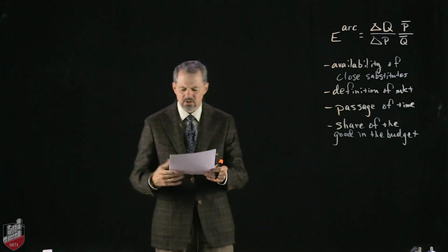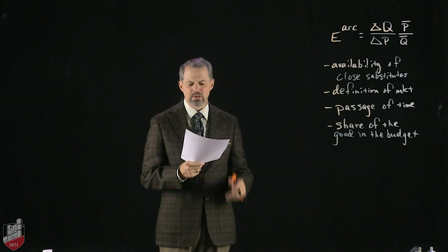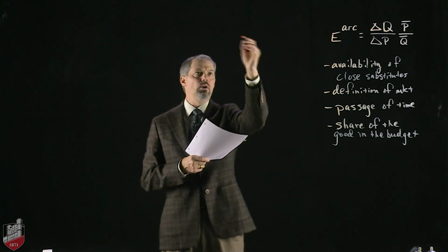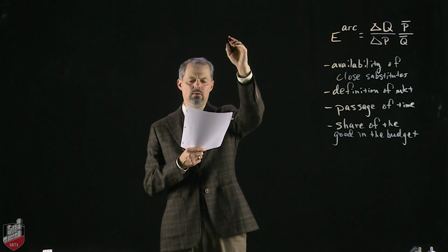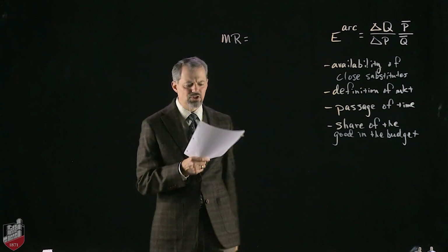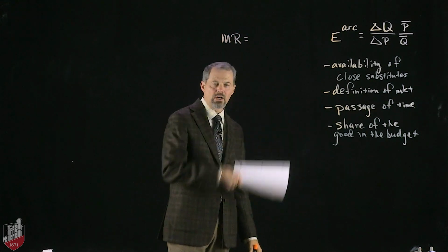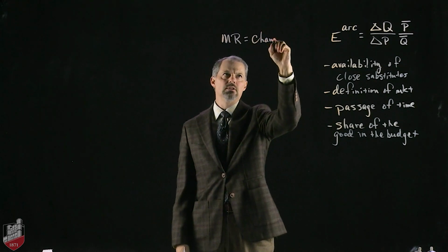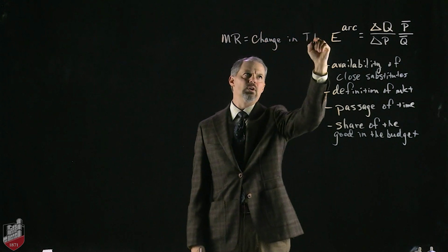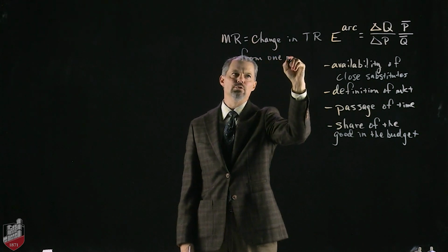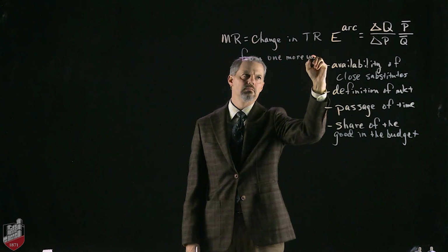Let's think about the relationship between marginal revenue and price elasticity. So remember that marginal revenue is just the change in total revenue when you produce one more unit of output, change in total revenue from, let's just say, one more unit sold.